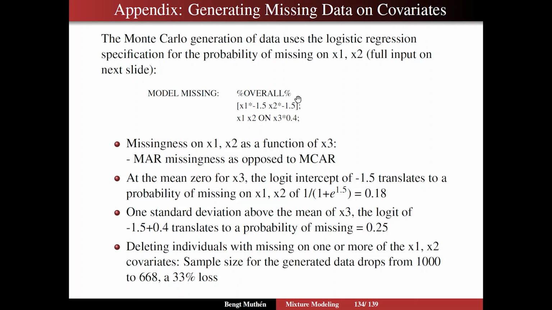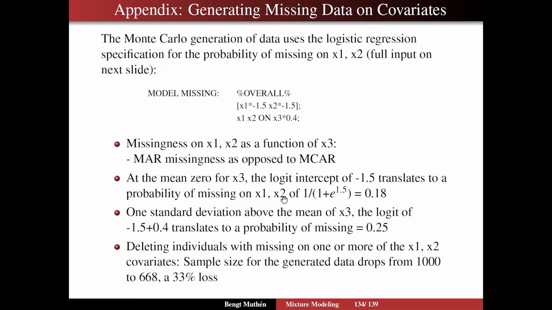Whereas in brackets here you have the intercepts, and if you only had the brackets, only the intercept and not the next line, then you would have MCAR, missing completely at random. But we were more interested in the MAR case. At the mean of 0 for x3, the logit intercept of -1.5 translates to a probability of missing on x1 and x2 of 0.18, using the logit to probability transformation, 1 divided by 1 plus e to the minus logit. So that's at the specific value of 0 for x3.